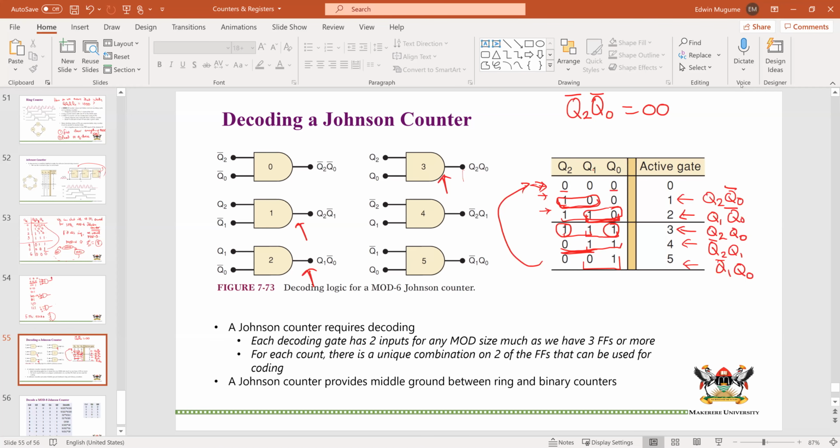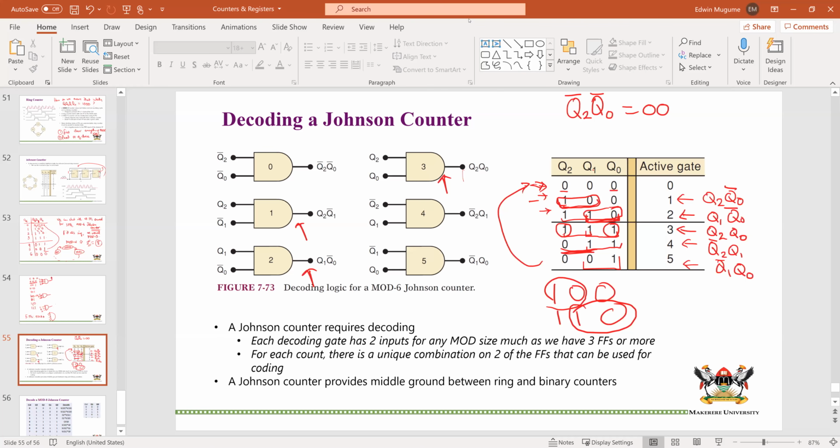Okay, so yes, in this state I have 1, 0, 0. In the next state I have 1, 1, 0. So here I can use this combination, which is Q2, Q1 inverse, and here you use Q1, Q0 inverse. That is okay. It is not a repetition.